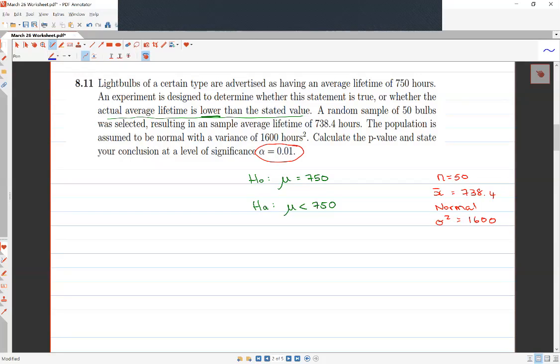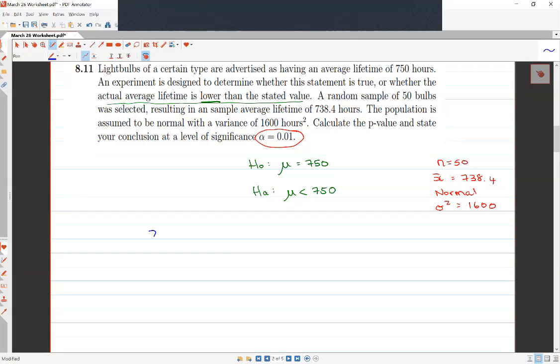Now for this, again, we want to start off by calculating our observed test statistic. And since we have normality and we have a known variance, we're calculating a z-statistic, and we know we can compare it to a normal reference distribution. So it'll be the sample average minus the value under the null hypothesis divided by the standard deviation, which in this case is square root of 1600, divided by square root of the sample size. And this you will find is 2.051.